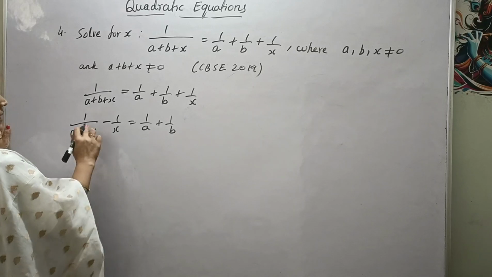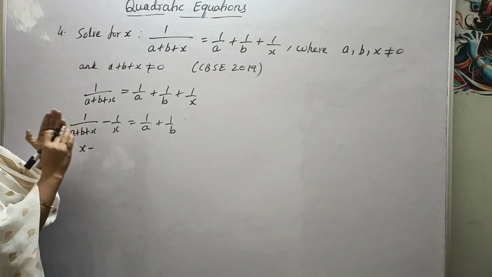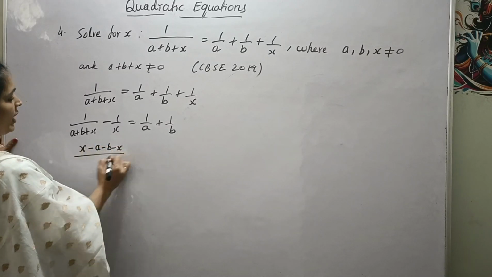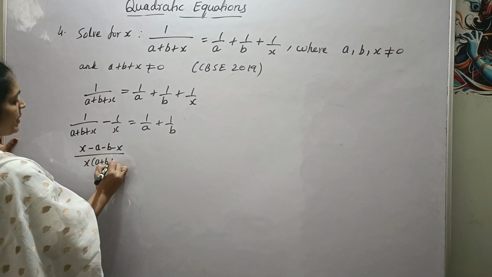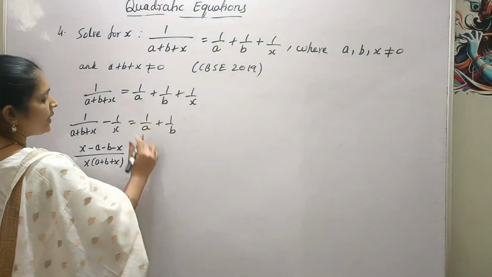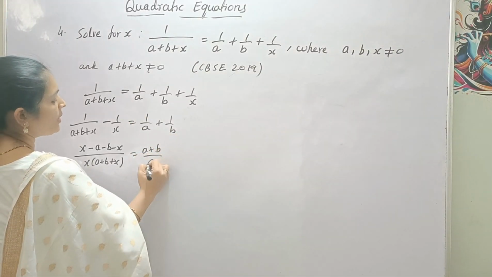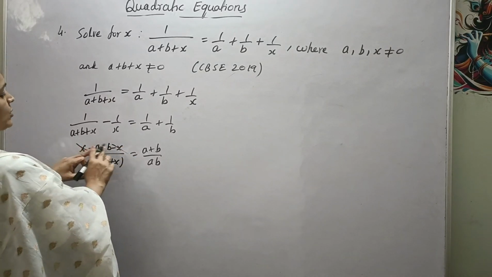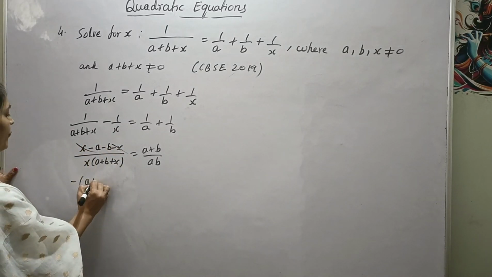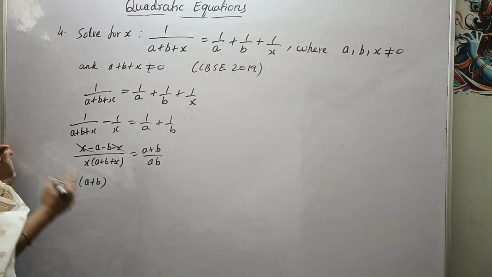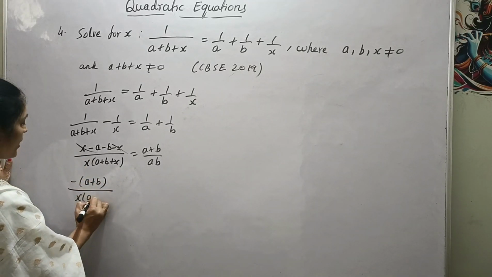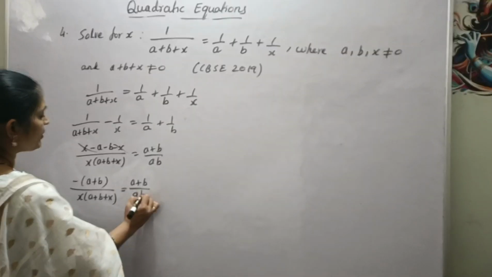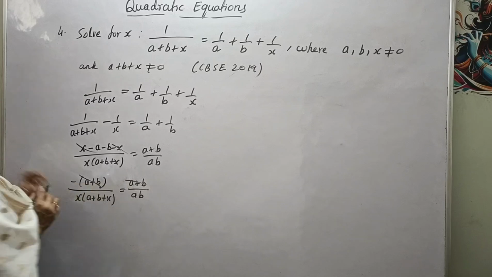That is x minus, here it will be minus of a plus b plus x. It will be minus a minus b minus x, divided by x into a plus b plus x, is equal to, here take LCM, so a plus b divided by ab. Now here x minus x cancelled, then minus of a plus b remained. Minus a minus b means minus of a plus b divided by x into a plus b plus x, that is equal to a plus b divided by ab. See, here this a plus b cancelled.